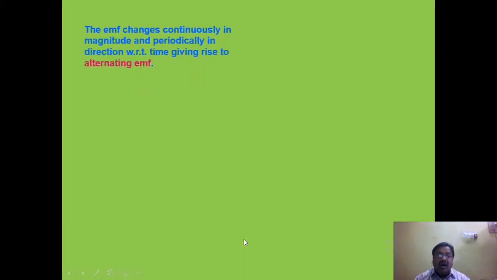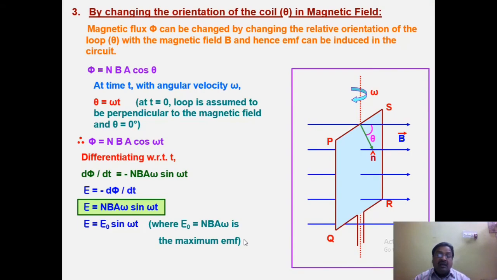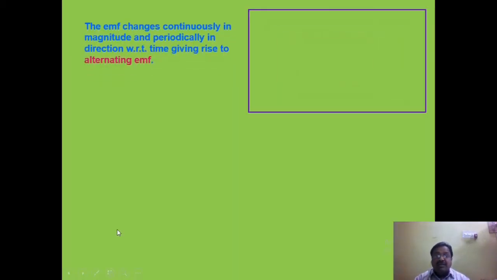Now the EMF will change continuously in magnitude and periodically in direction. If you look at the expression E equal to E0 sine omega t, and go on changing the value of omega t, 0, then pi by 4, pi by 2, 3 pi by 4, pi and so on, you see the magnitude will change continuously but the direction will change periodically, that is, after equal intervals of time the direction will change.